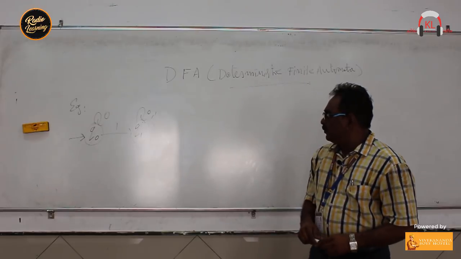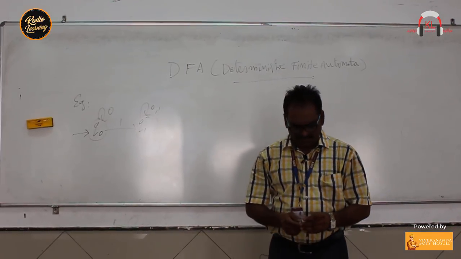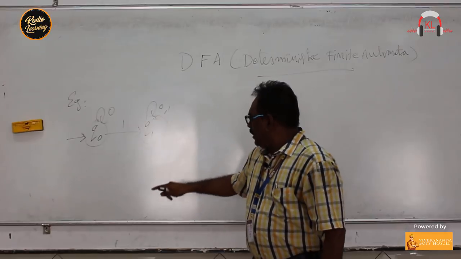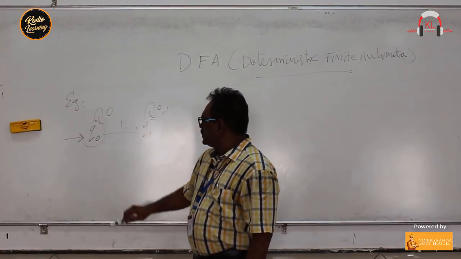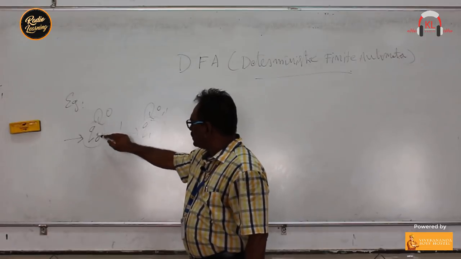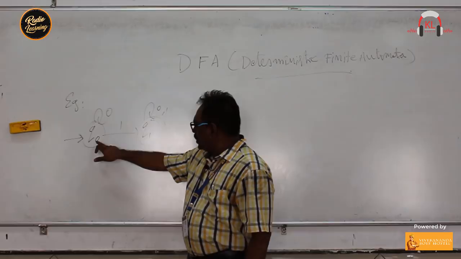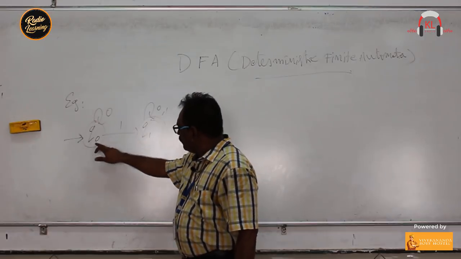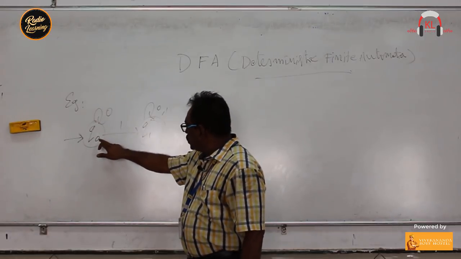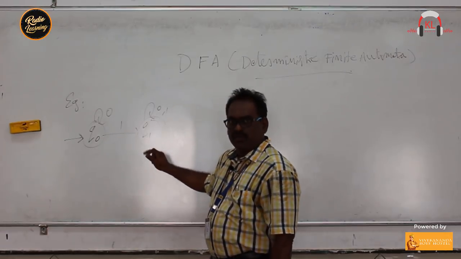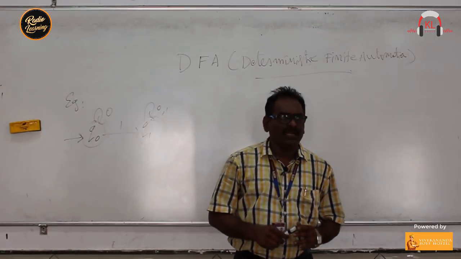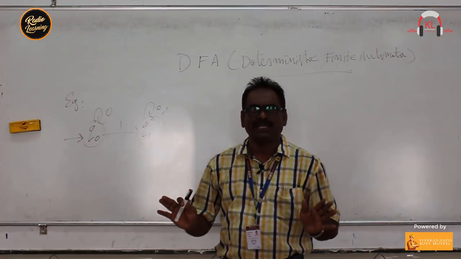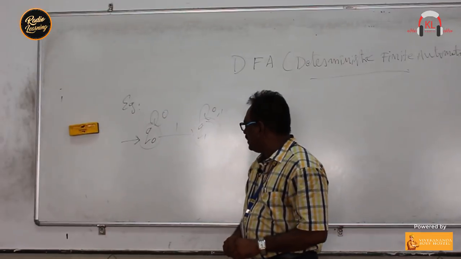Next, coming to the properties of the DFA. In the DFA, one input should have one transition. For example, if you take this transition diagram, finite automata, Q naught on 0, we are moving to Q naught. Next, Q naught on 1, we are moving to Q1. In the deterministic finite automata, one input should have only one transition, not more than one transition, only one transition. That is one of the properties.